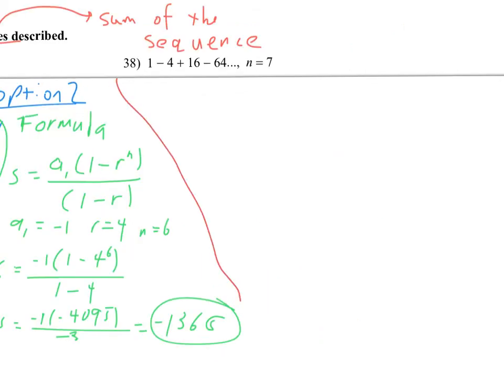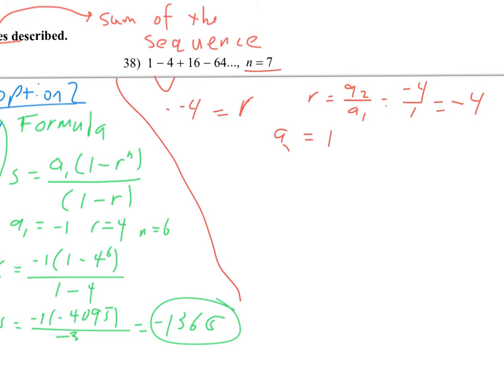All right, now we'll go for number 38 here. Same idea. I'm going to just pick one here. So I'll go ahead and use the formula here. So on this one, what's happening here is multiplying by -4. So that means that equals r. Remember also for r, you could do a2 divided by a1, and that would be -4 divided by 1, so that's also -4. We know n is 7, and then we know a1 is 1.